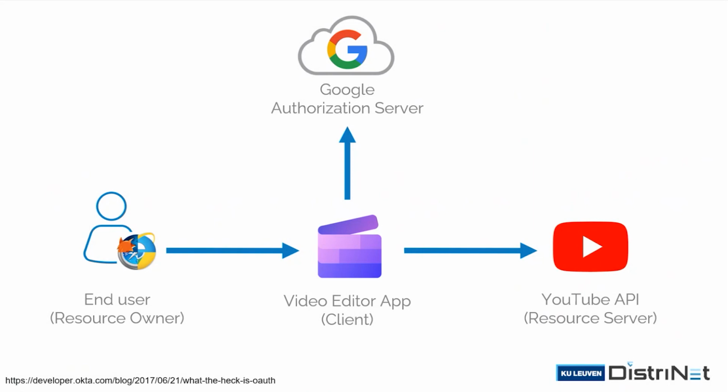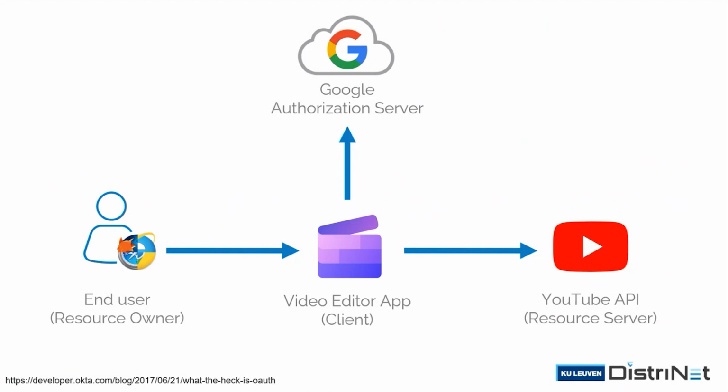So how does this work? Basically, if you're a user and you are using this editor application, you need to give it permission to access your YouTube videos, right? And that's what this Google authorization server is for. So what happens is this video editor application, when it needs access to your YouTube videos, will send you back to your browser to Google's authorization server. There, Google will ask, are you sure that you want to give this video editor app the permission to, for example, download your videos or upload new videos or edit information or whatever?